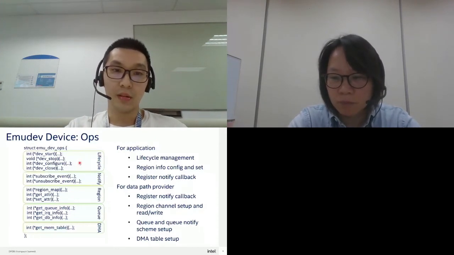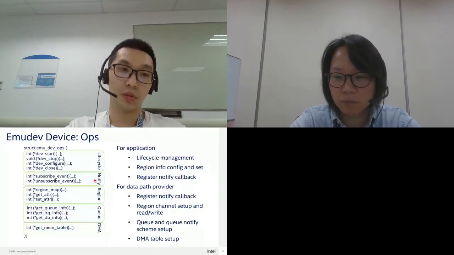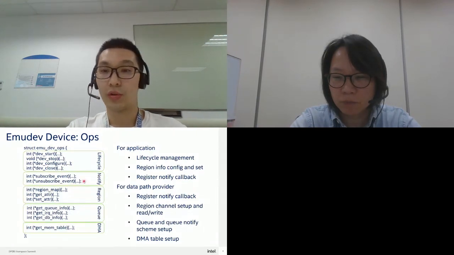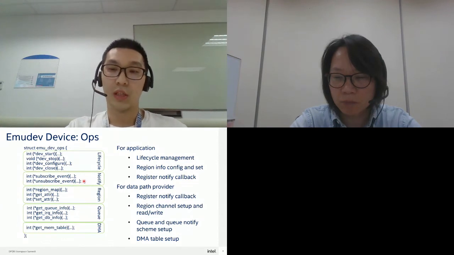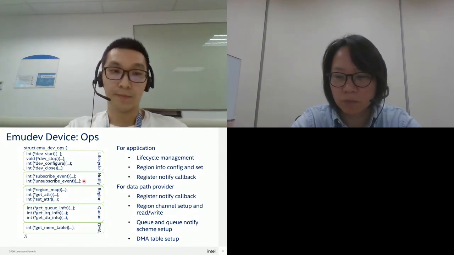The second category is notify ops: subscribe event and unsubscribe event. Those ops are for both the application and the data path provider to call. They register an event callback, so when the device emulation raises some event, it will use the callback to handle it.